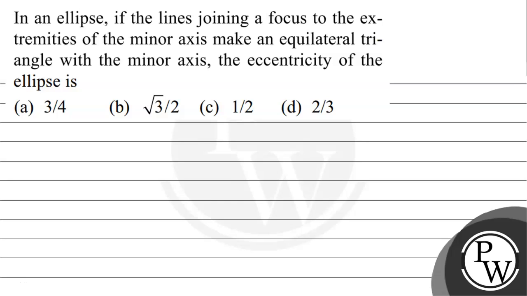The question says that in an ellipse, if the line joining a focus to the extremities of the minor axis makes an equilateral triangle with the minor axis, the eccentricity of the ellipse is: options are 3 upon 4, root 3 by 2, 1 upon 2 and 2 upon 3.